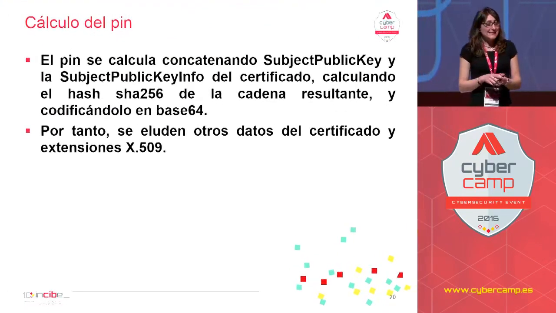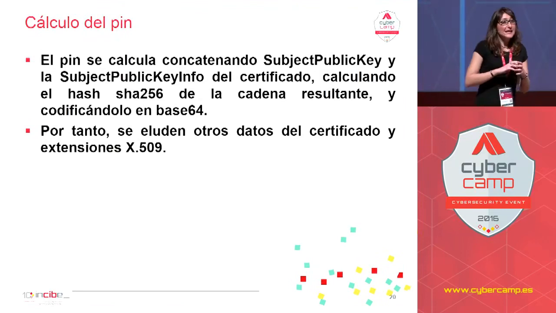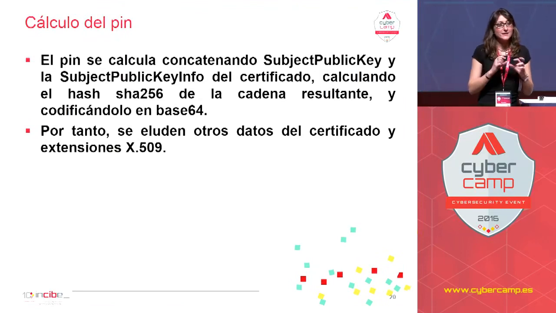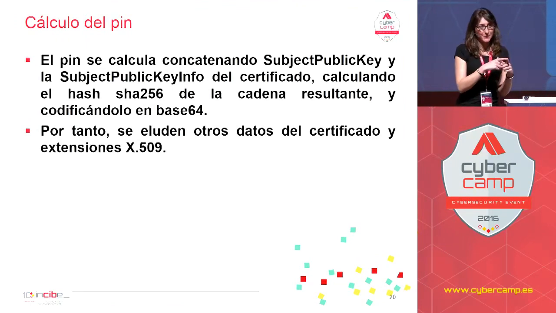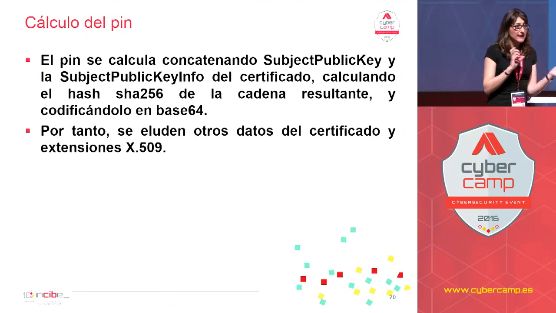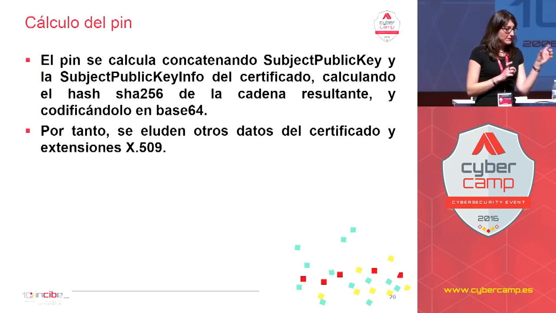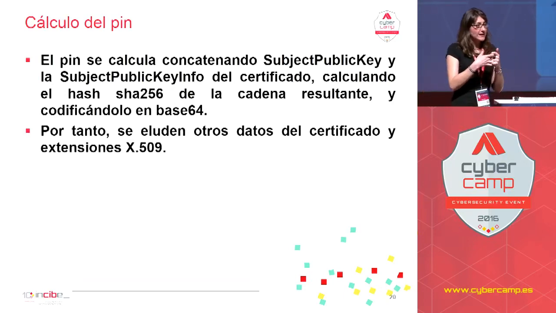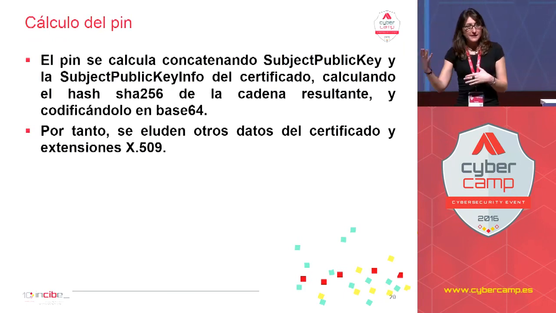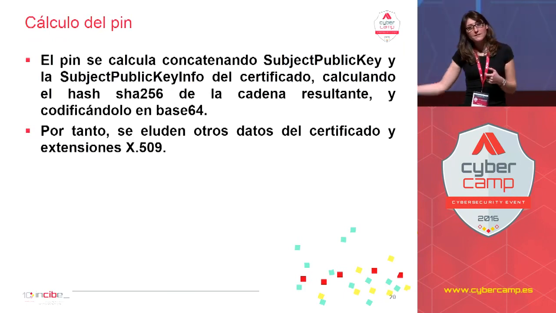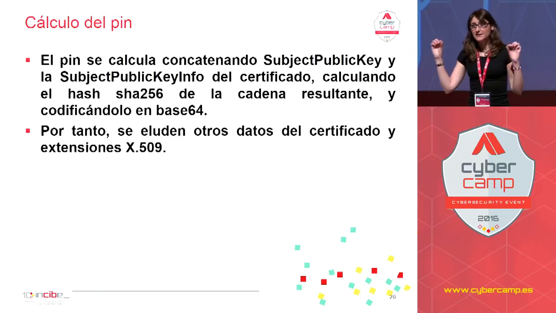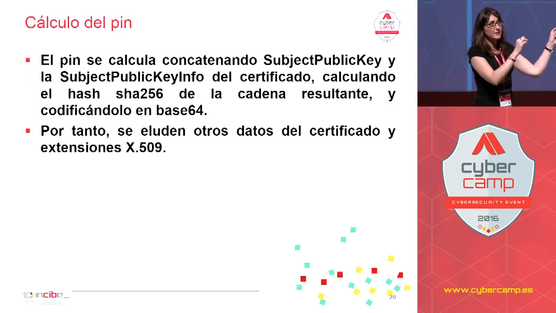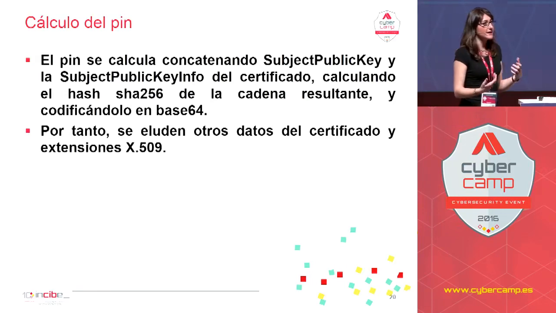I'm sure you are wondering, how do you work out the pin, how do you calculate it? It is very important to mention that it is not calculated over the whole certificate, but just with some of the fields. Actually, 2 fields are added: the subject public key and subject public key info. Then you apply the SHA-256 function, and all that is encoded in base 64. That's the way you calculate the pin for that domain. And that is the pin that is included in the directive, sha256.